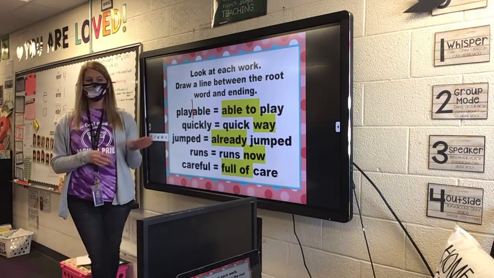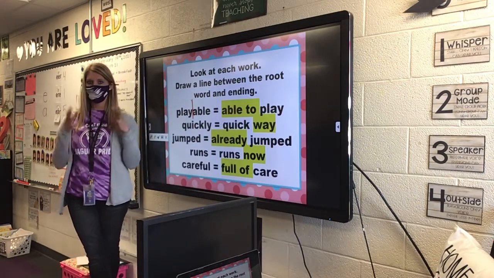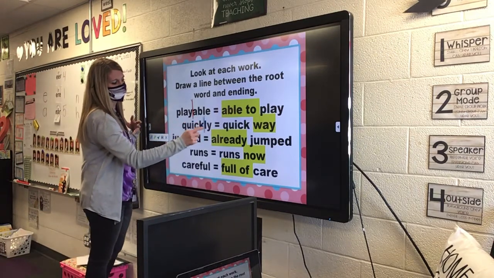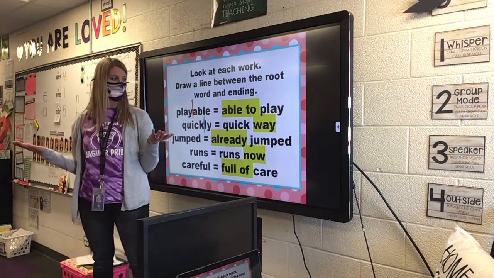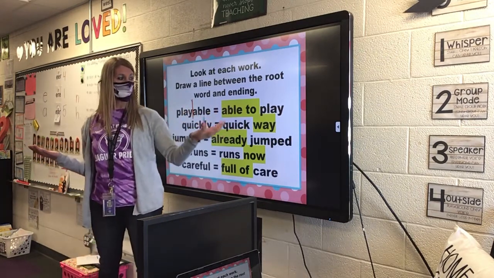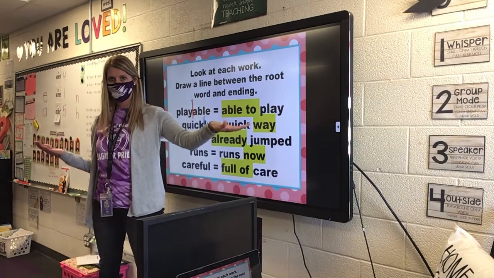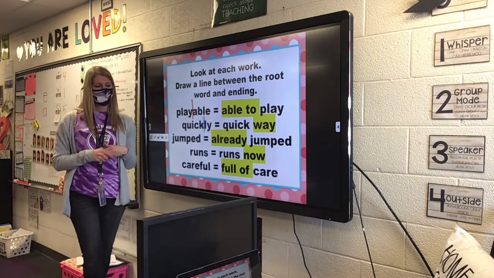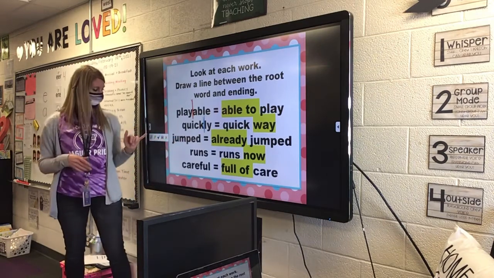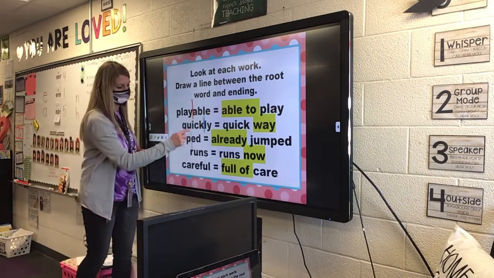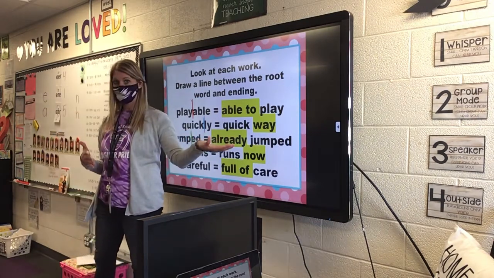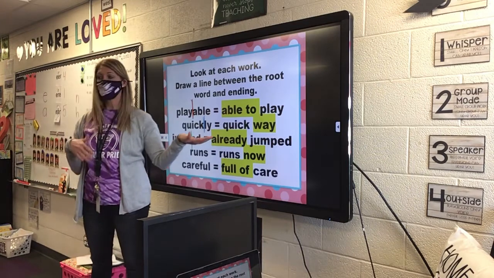The next example is quickly. Now my base word is quick, that's a verb, and then ly. Now what does that mean? Ly means in a way. So quickly means in a quick way, okay? The next example is jumped. Jump is my verb, that's my root word. And then when I add ed, that means it already happened. So it's in the past. So like I already jumped.